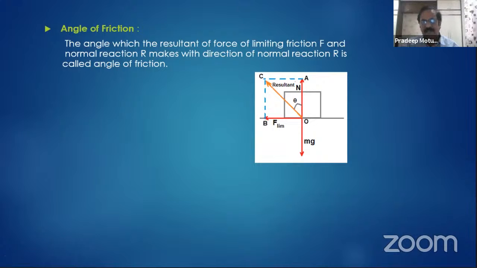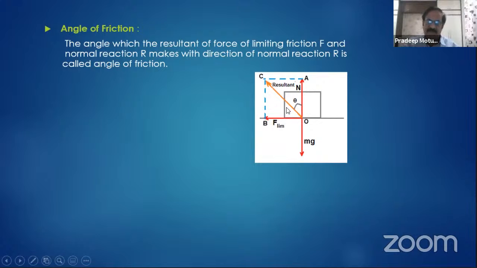Again, I am trying to explain the diagram to you. A block is placed on the surface. Although I am applying force on it, it will not move. That means the force is equal to the limiting friction. There is a force acting upwards, that is normal force. The resultant force is like this. The angle between the resultant force R and the normal gives the angle of friction. We can represent it by the letter theta. So theta is the angle of friction.